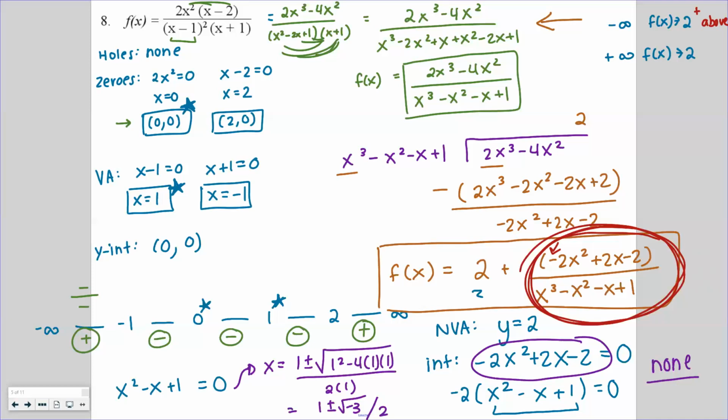And then when we plug in a really positive number for x into that whole remainder, something really positive, well, any positive number squared is positive, but then we have that negative on the outside, which makes it negative. And then any positive number cubed is positive. So in this case, as x approaches positive infinity, we're actually going to be approaching our non-vertical asymptote from below.